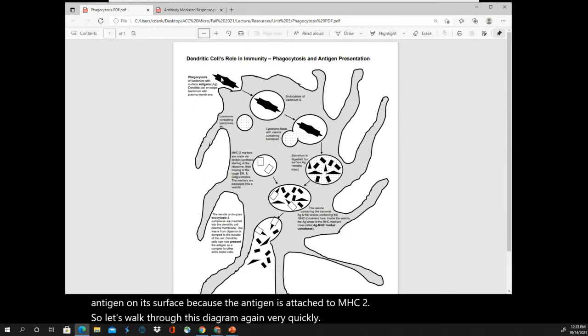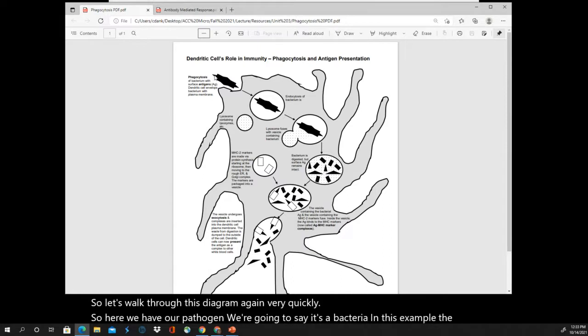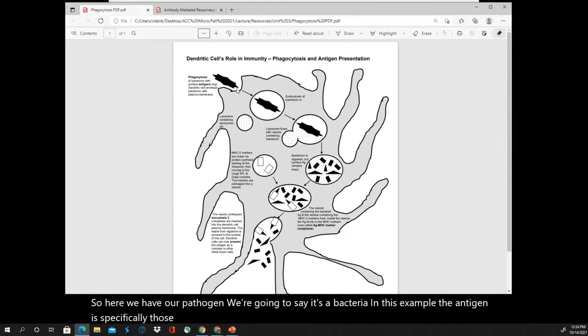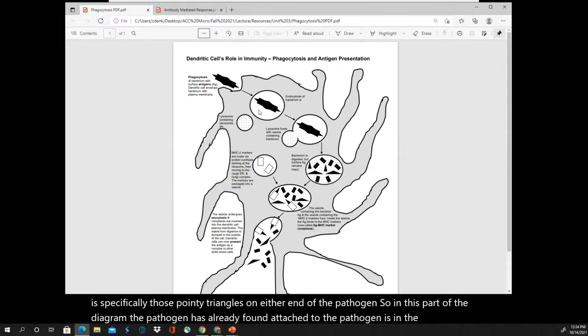So here we have our pathogen. We're just going to say it's a bacteria in this example. The antigen is specifically those pointy triangles on either end of the pathogen. So in this part of the diagram, the phagocyte has already found and attached to the pathogen. It's in the process of ingesting it.